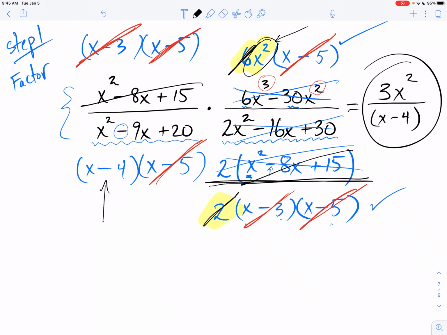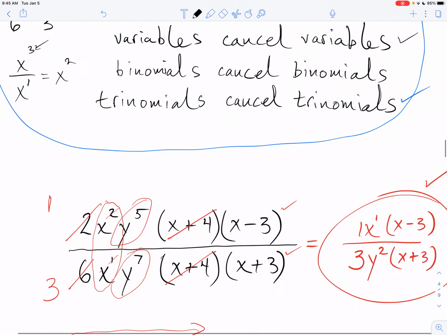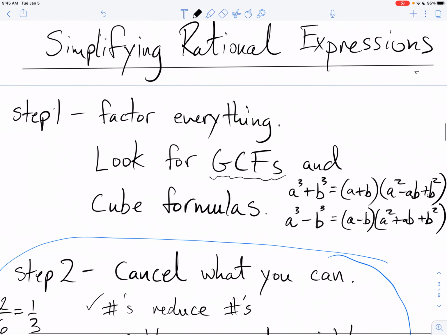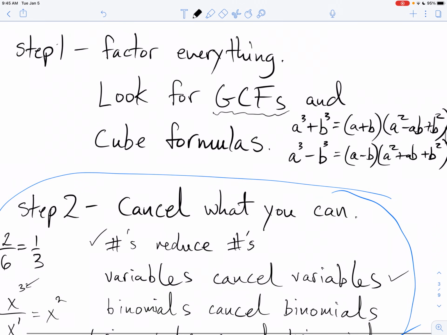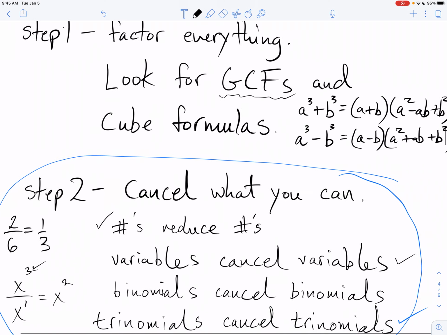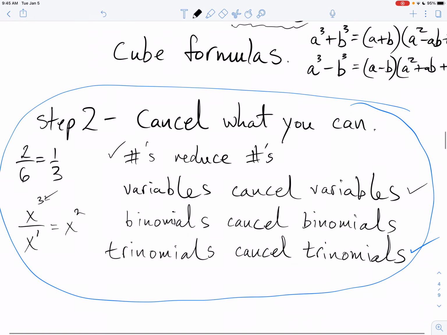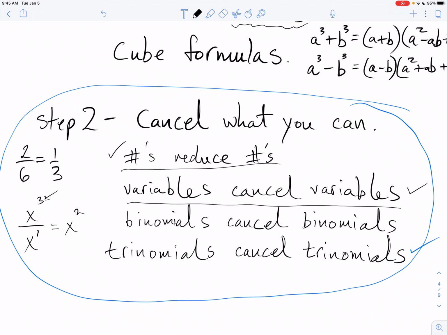Just a reminder, I'm going to scroll back up. The whole game of simplifying rational expressions is you factor everything, look for GCFs, look for cube formula, and then cancel what you can. Numbers knock out numbers, letters knock out letters, binomials knock out binomials if they match, and trinomials can cancel trinomials if they match. This last part, this trinomials can knock out other trinomials part, that's important when you see cubes.